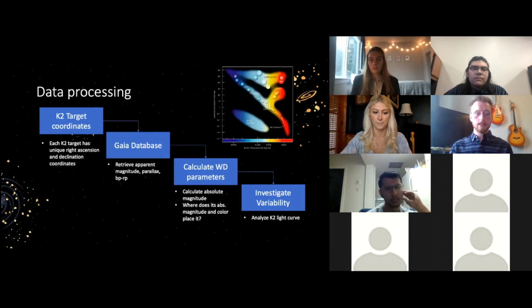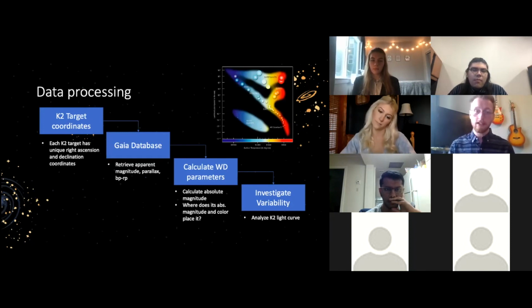So this is our data processing flow. Of course, the first thing you have to do is go to the K2 campaigns, and from each campaign, you have to get the individual stars and find their coordinates, so where they are located in the sky. And from there, you can give those coordinates to the Gaia database, and it will retrieve all the necessary information that we need of the things I mentioned earlier.